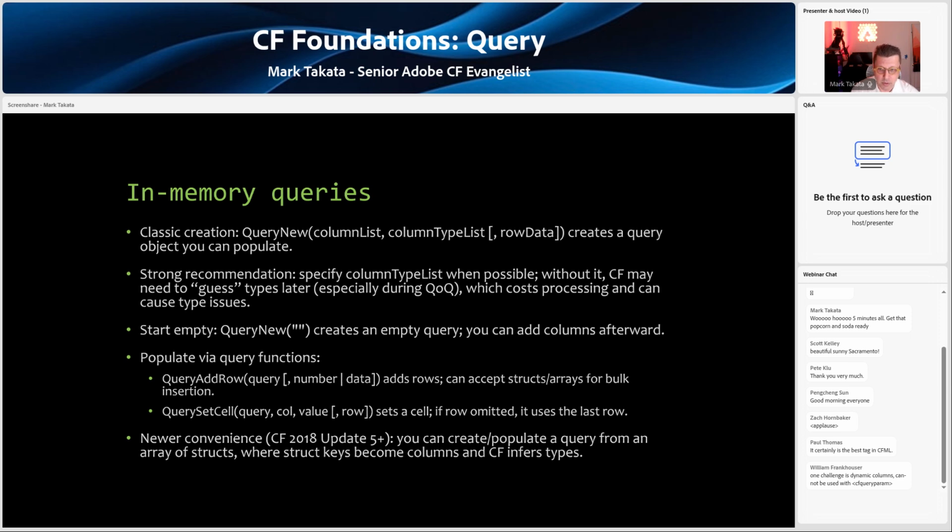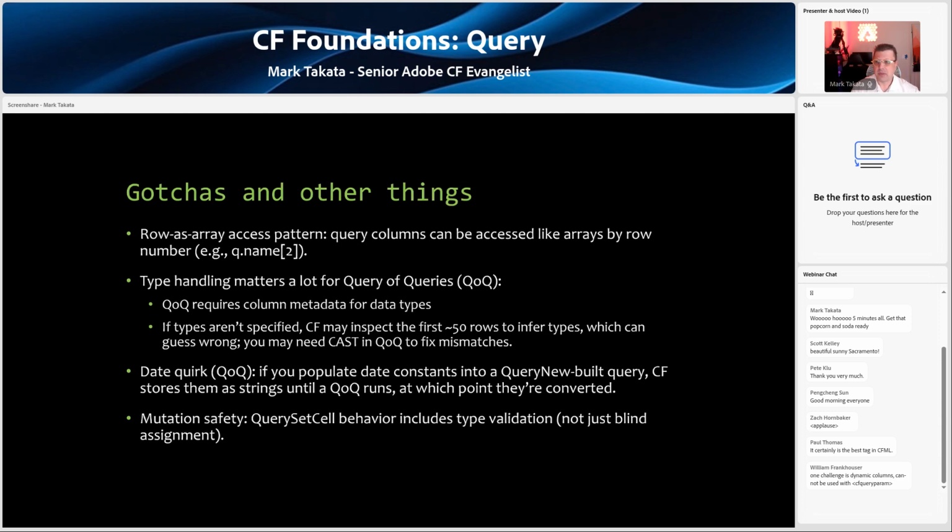So you can also create an empty query and just add columns and rows to it later. Then you've got functions like query add row and query set cell, and we'll talk about those down the road when we go into the factory that I've got set up. And also, as I mentioned earlier, array of structs. If you've got an array of structs that has come from somewhere, maybe you built it from something, you can actually create and populate a query from an array of structs, because they do have similar shapes after all.